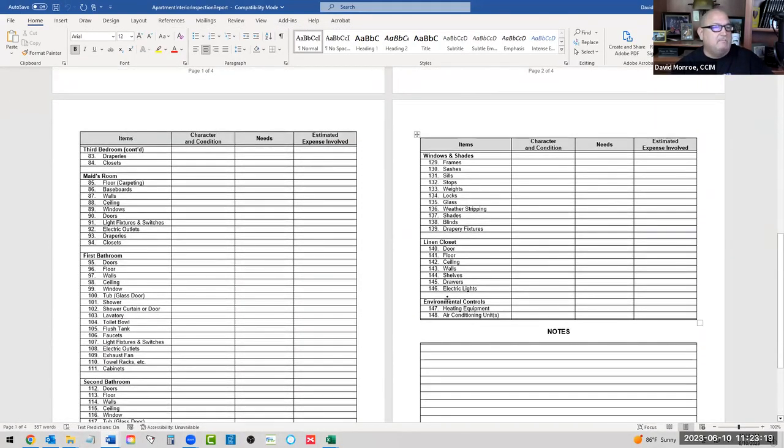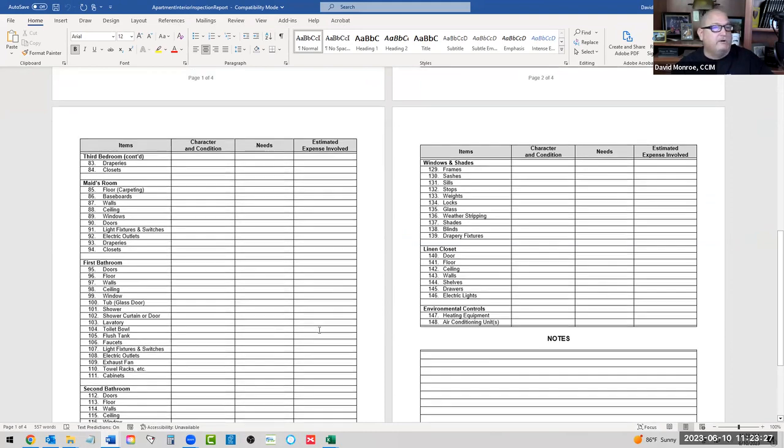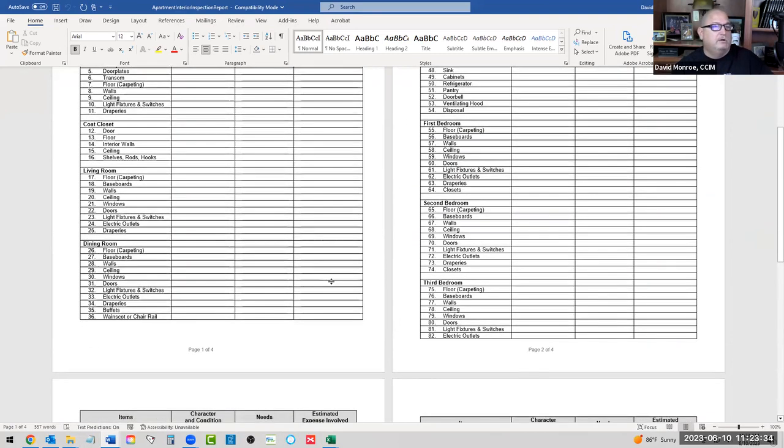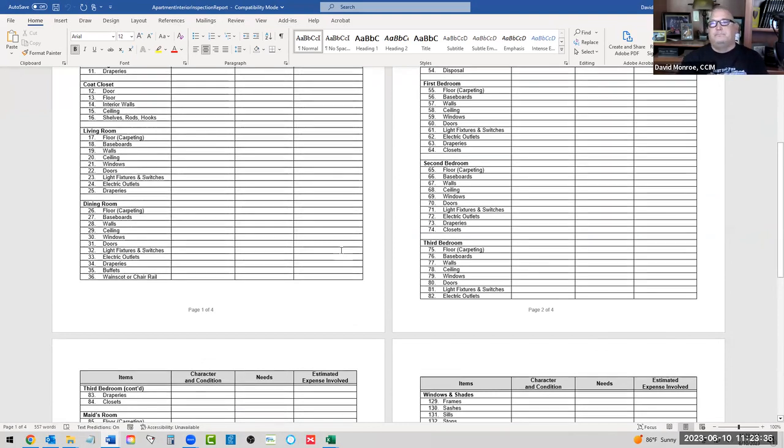One thing I don't like about it is environmental controls. It just says heating equipment and air conditioning units. There isn't anything for hot water heater or anything like that. They do have things for like in the bedrooms. Oh, let me ask you a question. Smoke detectors. Where are smoke detectors required and how many are required?